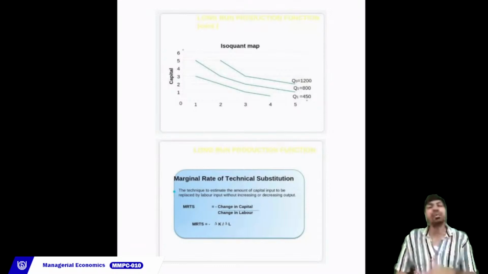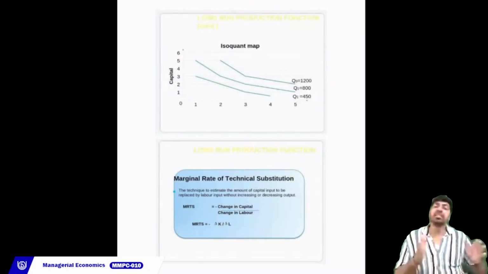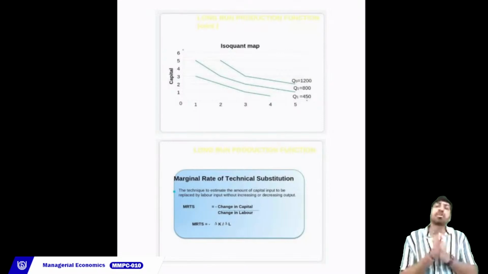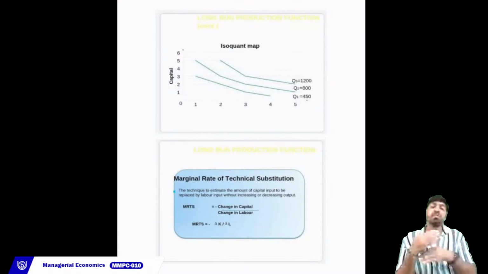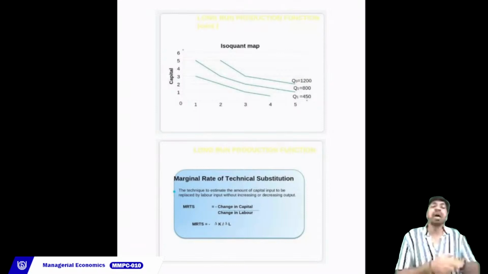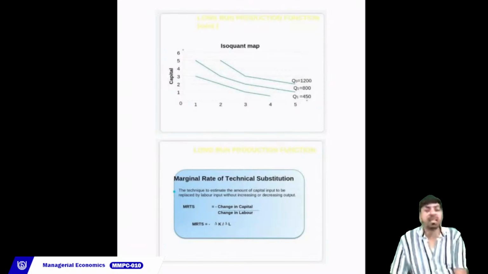And how to calculate the marginal rate of technical substitution? That is the change in capital by change in labor. Mathematically, that is delta K by delta L. So it is just a ratio of the amount of capital to the amount of labor. If you increase one unit of labor, the producer has to decline another unit of capital. That's called the marginal rate of technical substitution.